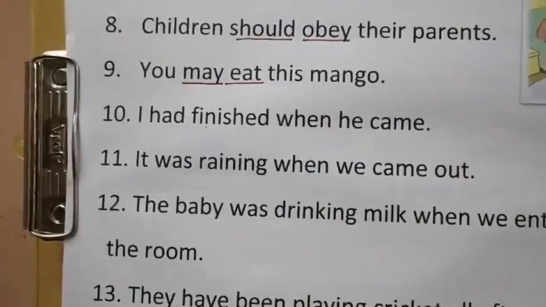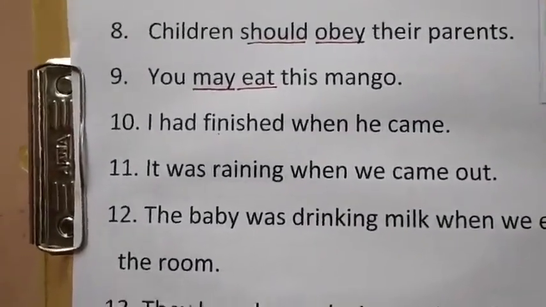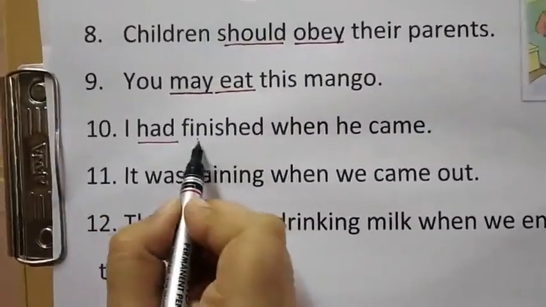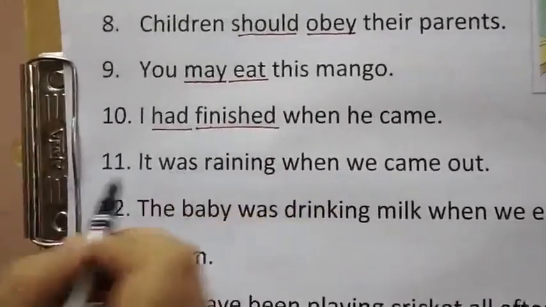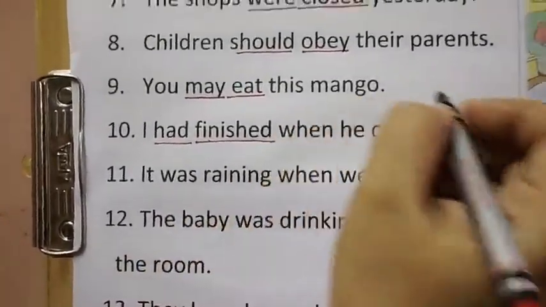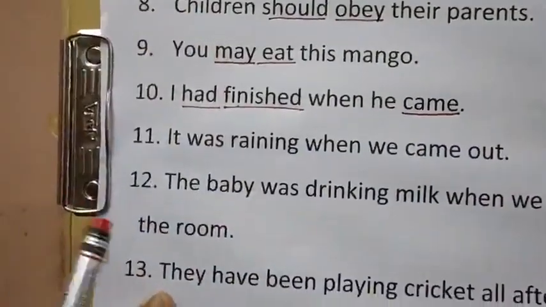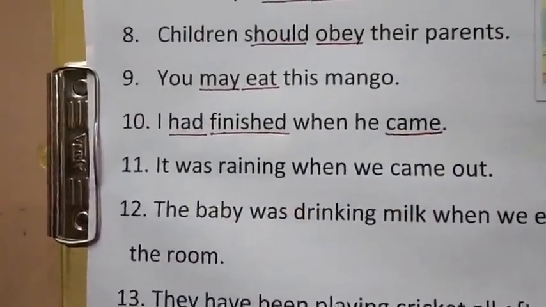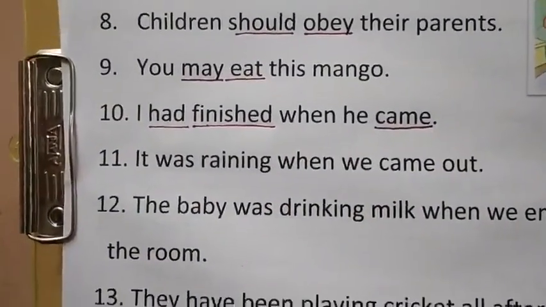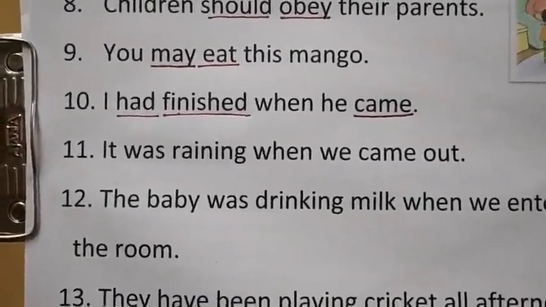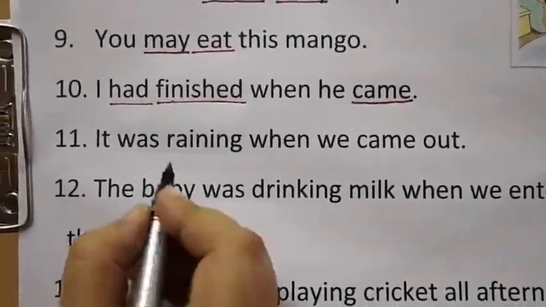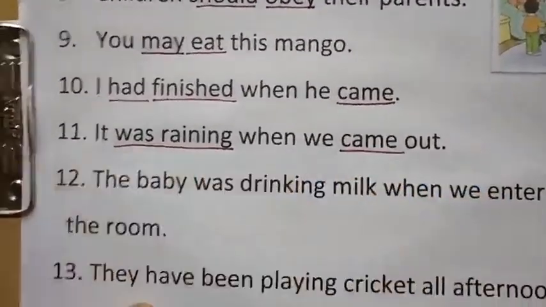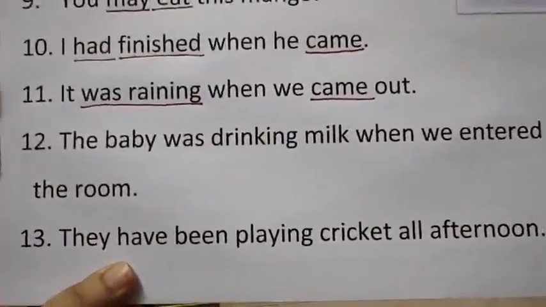Tenth part, I had finished when he came. So here there are two answers. Firstly, the helping verb had and the main verb finished. Along with that, he also performed another action, which is a verb came. So here we have to underline three things, had, finished and came. Similarly, in 11th part, it was raining when he came out. Here the first verb is was raining and the second is came. So we have to underline both of them.